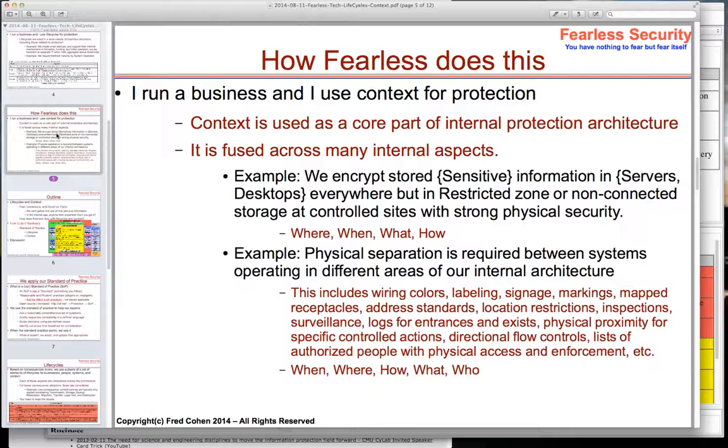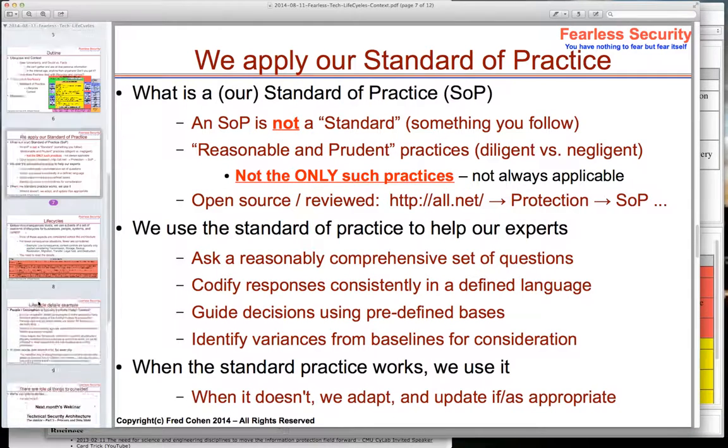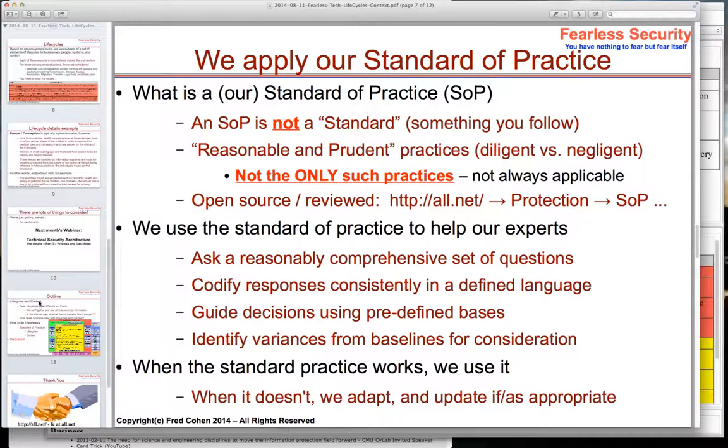Another example is physical separation that we require between systems operating in different areas of our internal architecture. And this includes a variety of things like wiring, colors, labeling, signs, markings, and so forth. There are all sorts of things that we do based on where something is. So, this is what we do in simple terms. And I'm going to talk now about how others can do it in the same fearless sort of approach.